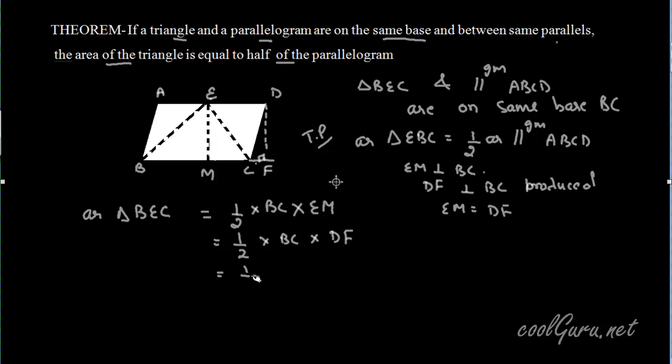Now what is this? Product of BC and DF. BC and DF is nothing but area of parallelogram. We know area of parallelogram is product of base and corresponding altitude. So this is area of parallelogram ABCD. So this proves our result that area of triangle BEC is equal to half the area of parallelogram ABCD. Both are on the same base BC and between same parallel lines AD and BF.